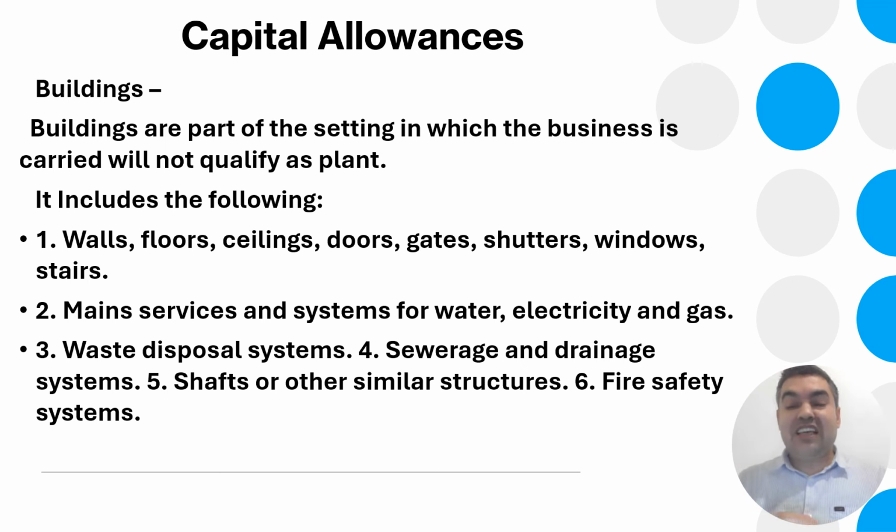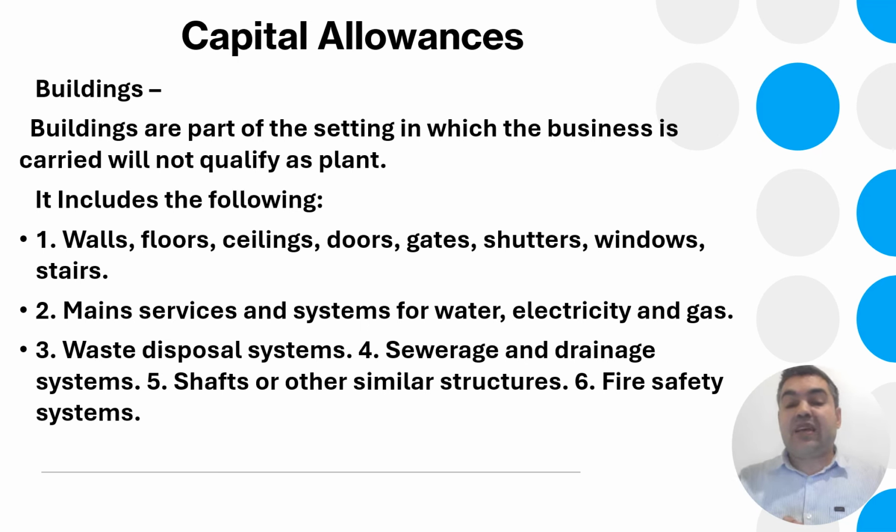And that's why HMRC say, okay, depreciation is not allowable in corporation tax. You claim capital allowance instead. However, the capital allowance is not available on that expenditure. For example, if you spend money on the walls, floors, ceilings, doors, gates, shutters, windows and stairs, they are non-qualifying, or they cannot be treated as plant.